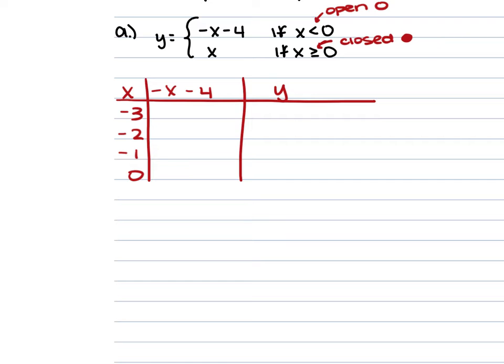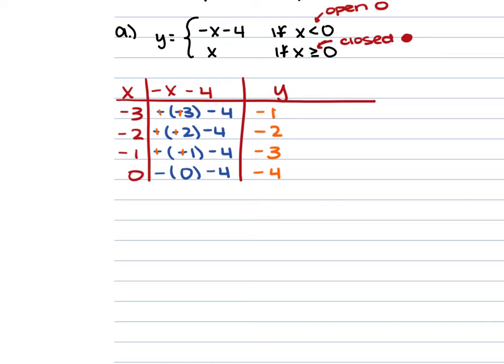If I plug these values in, I'm going to have a negative times -3 minus 4, a negative times -2 minus 4, a negative times -1 minus 4, and a negative times 0 minus 4. Two negatives next to each other turn into positives. So 3 minus 4 is -1, 2 minus 4 is -2, 1 minus 4 is -3, and 0 minus 4 is -4. I'm going to have an open circle on this 0, -4.